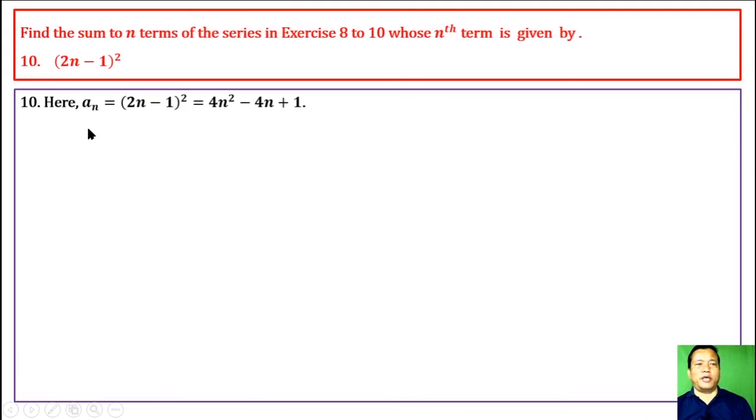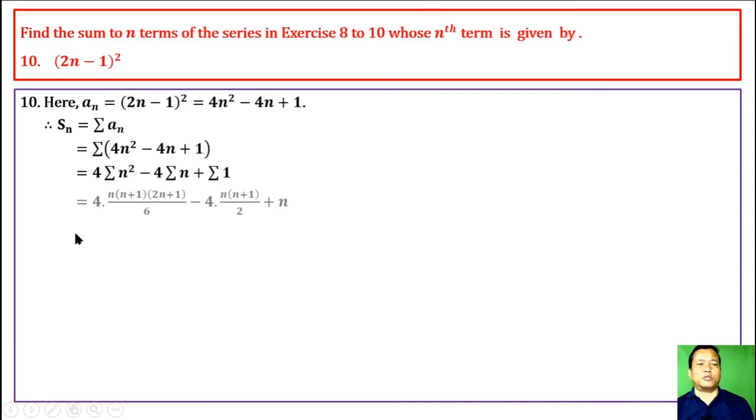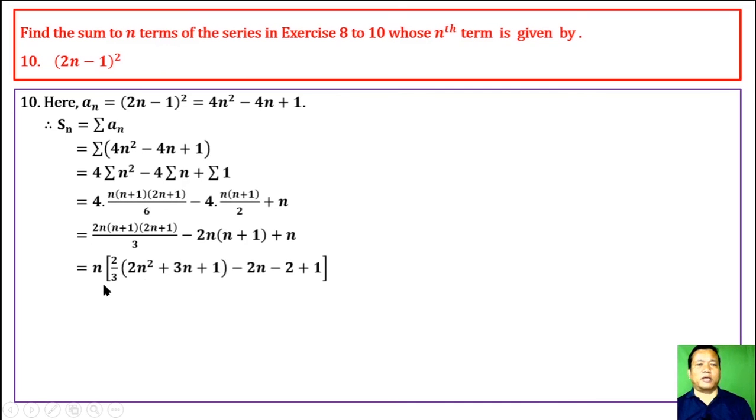Here, number 10, an is this. Expand this, we get this. Taking summation on an, whose value is this, we get this, and put their respective values. Simplify, we get this, and taking n common from each term, we get this. Simplify, which is the required sum.